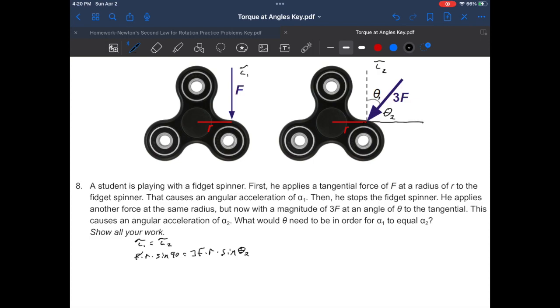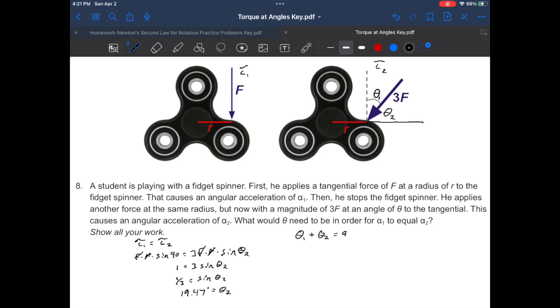Forces cancel on both sides. The F's essentially cancel on both sides. So do the R's. They cancel on both sides. On the left, I am left with sine of 90 is 1, so I'm going to leave it as 1, is equal to what's left on the right, 3 times the sine of theta 2. Divide 3 to the other side, we would have 1/3 is equal to the sine of theta 2. And if we were to undo the answer, do the inverse sine, so on your calculator hit second sine, it has an open parenthesis, do 1 divided by 3, close parenthesis. When we hit enter, we get an angle of 19.47 as theta 2.